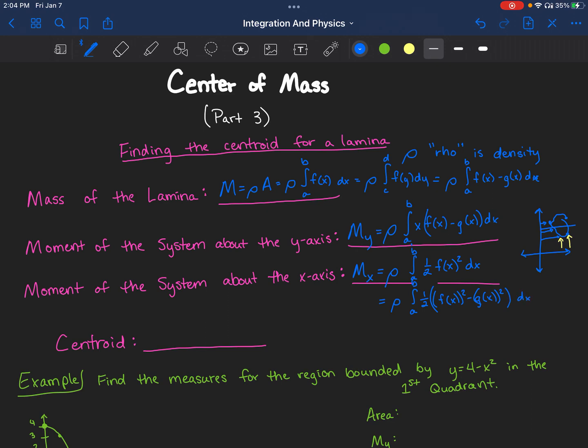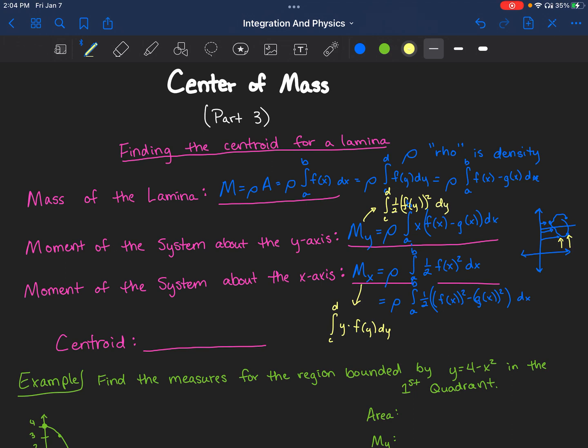Now, going back to what I was mentioning before, if I wanted to do this in terms of y, the moment of the system about the x-axis would be from c to d of just y times f of y dy. Or again, if it's two different functions, you could do y times parentheses f of y minus g of y. Again, f of y would be the right function, g of y would be the left function. But if you wanted to do the moment of the system about the y-axis, you would do it very similarly to the way I just did the x's: you would do c to d of 1/2 of f of y squared dy.